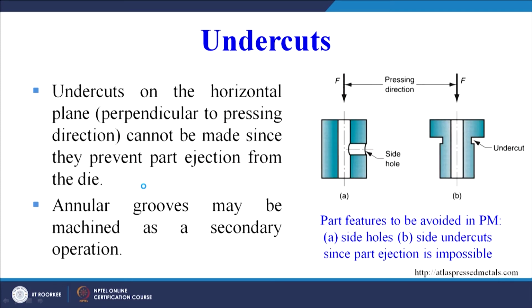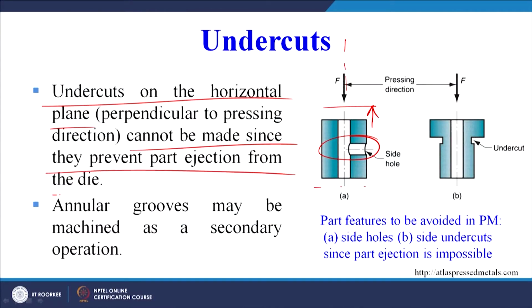So undercuts on the horizontal plane. This is the horizontal plane, this we can say is the vertical plane. Undercuts on the horizontal plane, that is perpendicular to the pressing direction. So this is the pressing direction, this is the direction perpendicular to the pressing direction, cannot be made since they prevent part ejection from the die. So if we have an undercut somewhere here, how will the part be ejected? It will become difficult. So the undercuts on the horizontal plane cannot be made since they prevent part ejection from the die.